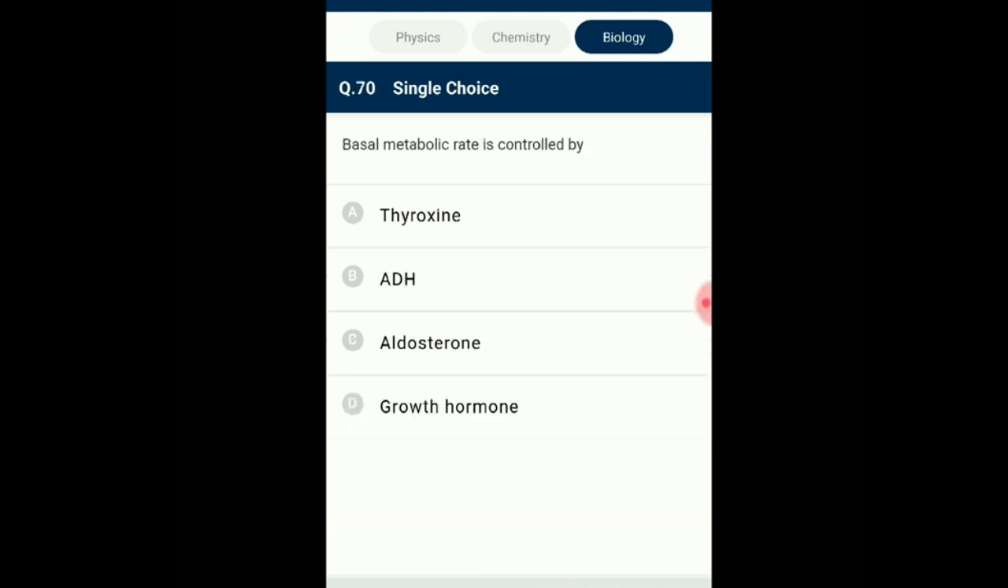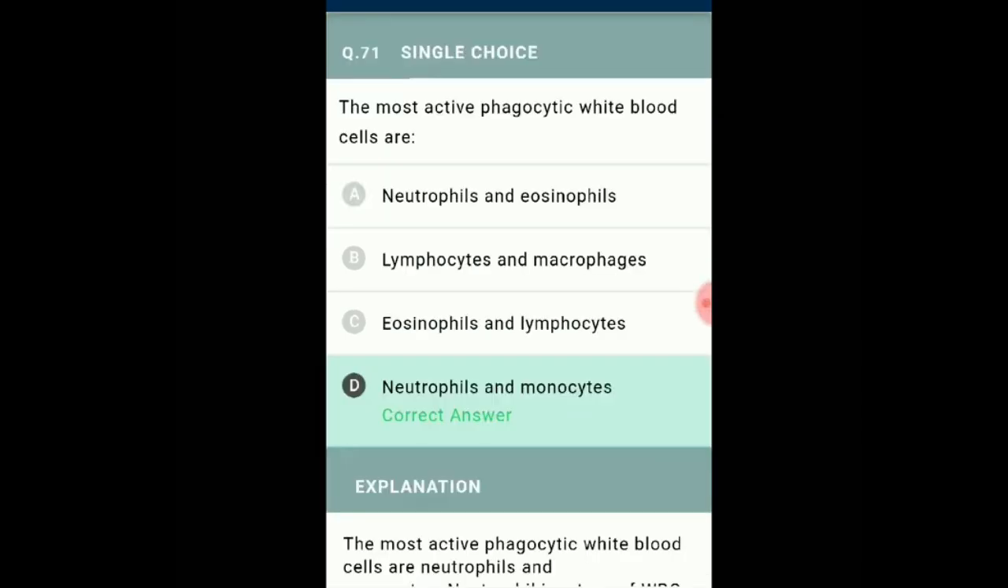Question number 70. Basal metabolic rate is controlled by. BMR of an organism is the minimum rate of energy conversion required just to stay alive during complete rest or sleep. BMR is controlled by thyroxine hormone secreted by the thyroid gland. So the answer is option A, thyroxine.